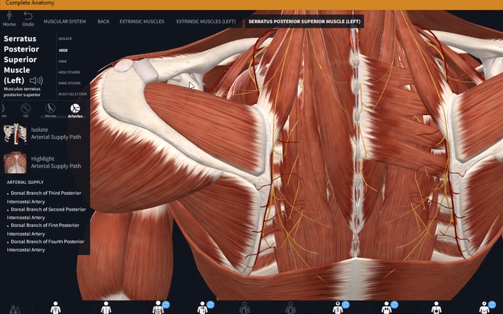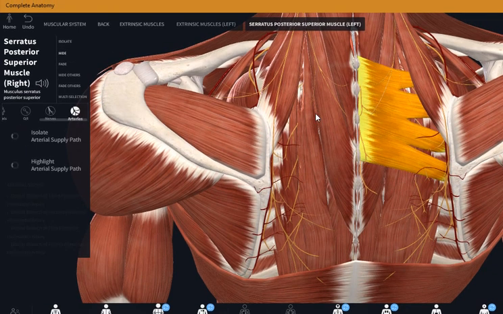So now from there you can hide this muscle, and you can hide this other muscle here.